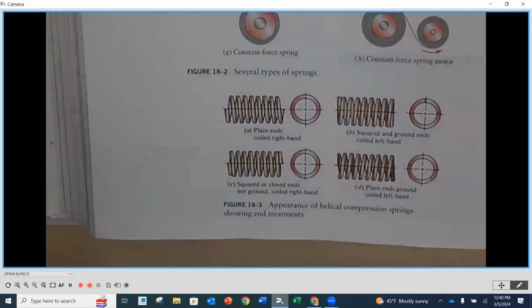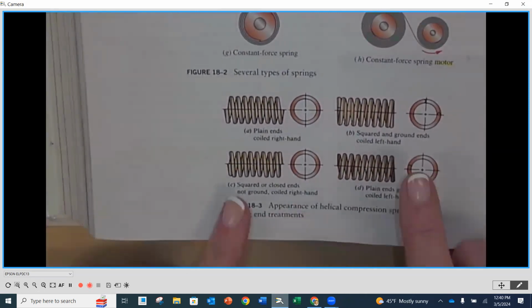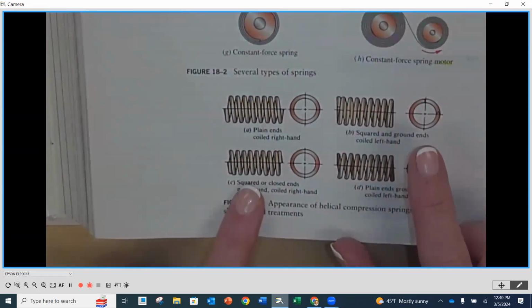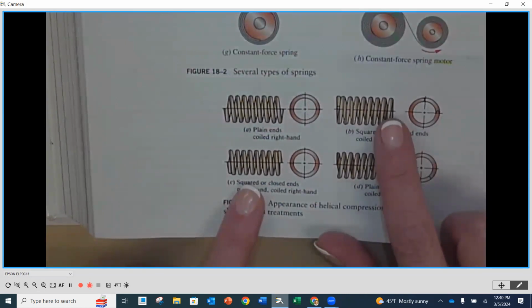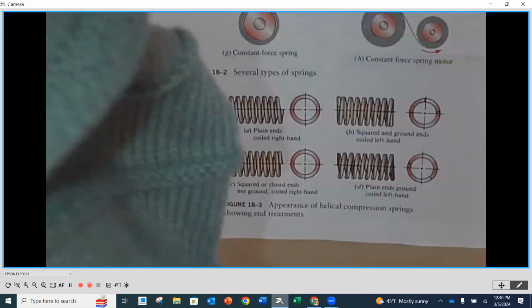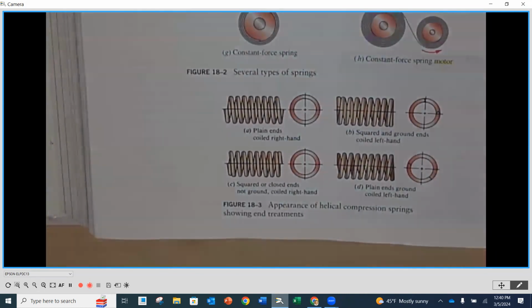It's going to be tipped at an angle, but it is considered a plain end. Most often you're going to see squared or closed ends, or actually ground off so that they're nice and flat. And we have some examples of exactly that here with the springs that we have.